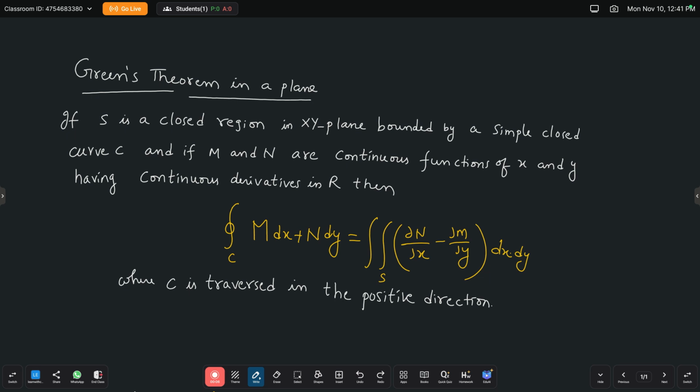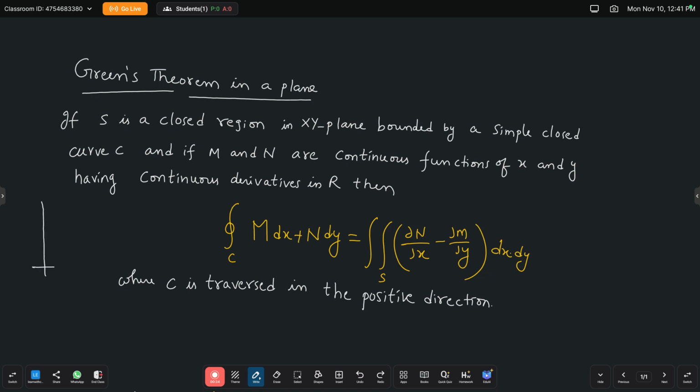Good morning, students. Today we will discuss Green's theorem in a plane. This theorem gives the transformation from line integration to surface integration. Here, m and n are continuous functions in x and y and also having continuous derivatives in region R. And here S indicates a closed region in the xy plane.